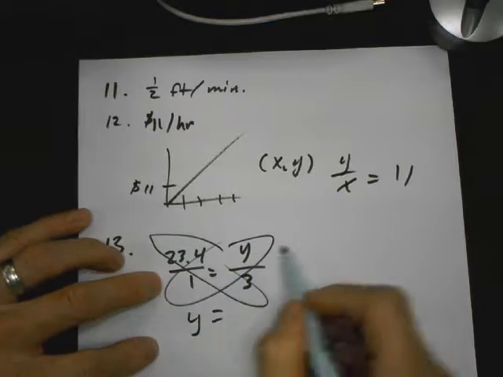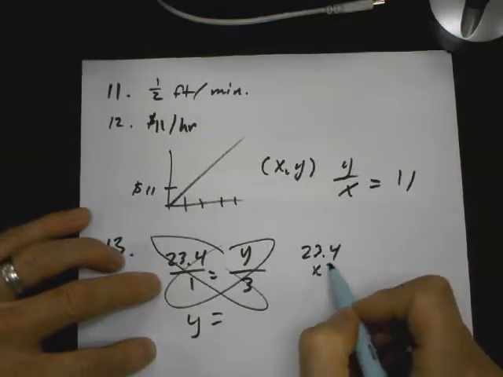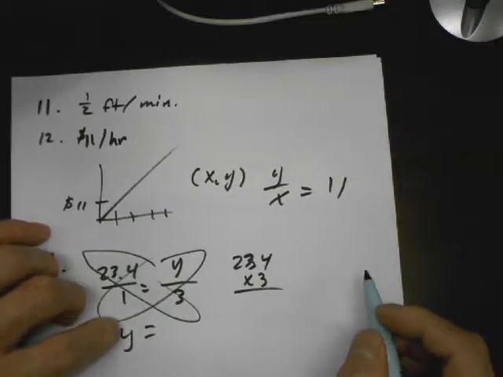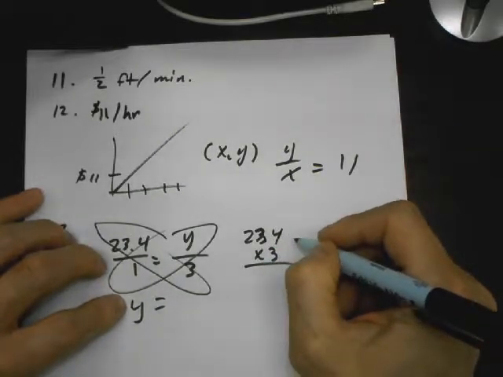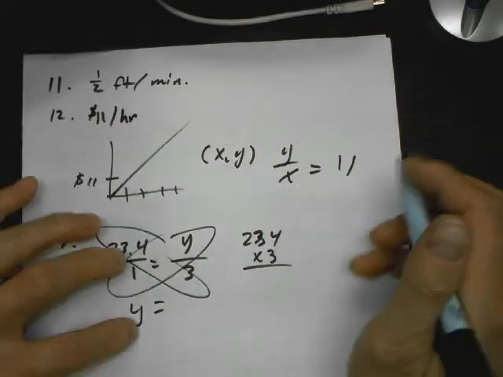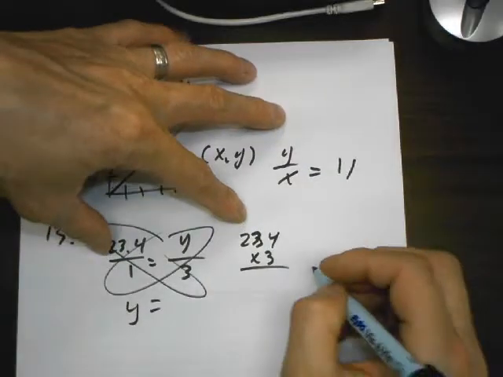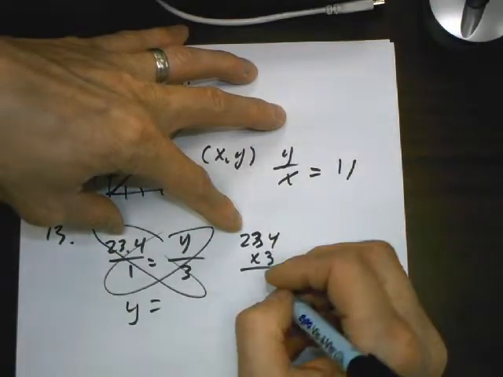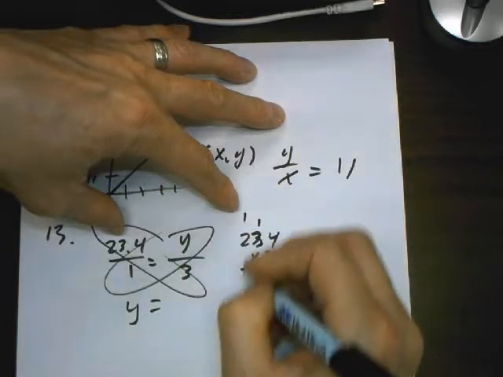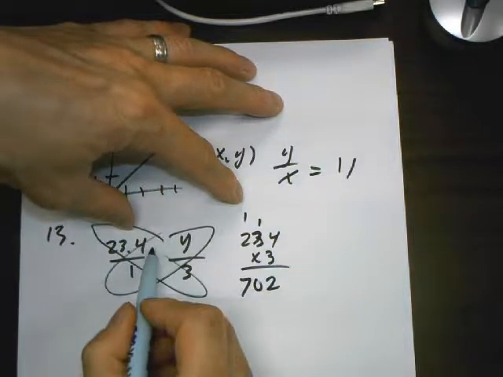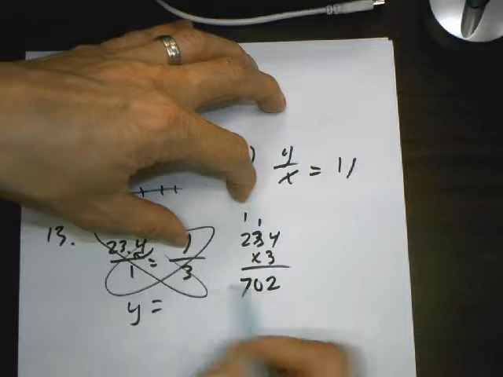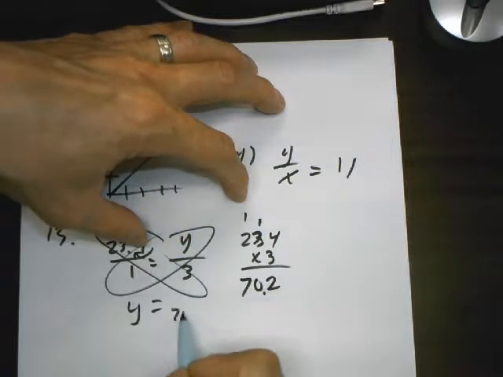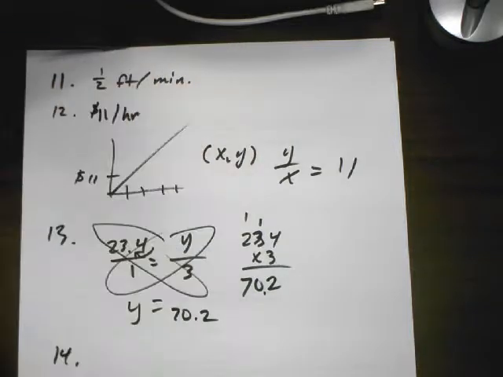Now, 1 times y is y, and then I multiply these two. When I'm multiplying decimals, that's not when I line my decimals up. That's when I'm adding or subtracting, right? Instead, I just pretend there aren't any decimals. So I multiply, I get 12, 10, and 7. And then I count my decimal spaces. There's 1 here and none here. So I start on the right and move over 1. 70.2 is the answer for 13.